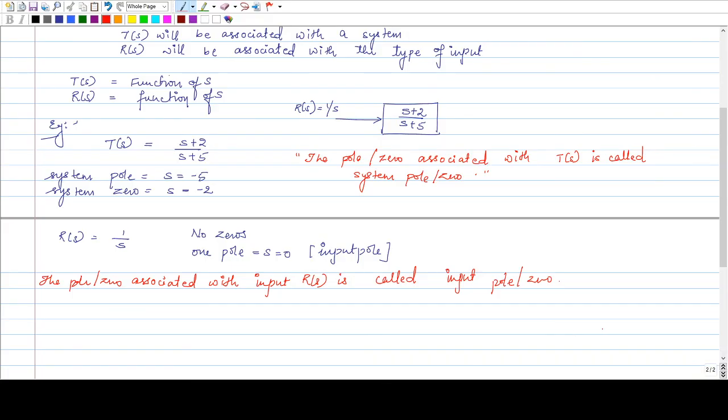Now the next part of the analysis is how these system pole and system zero affect the response. That we will see in the next video.